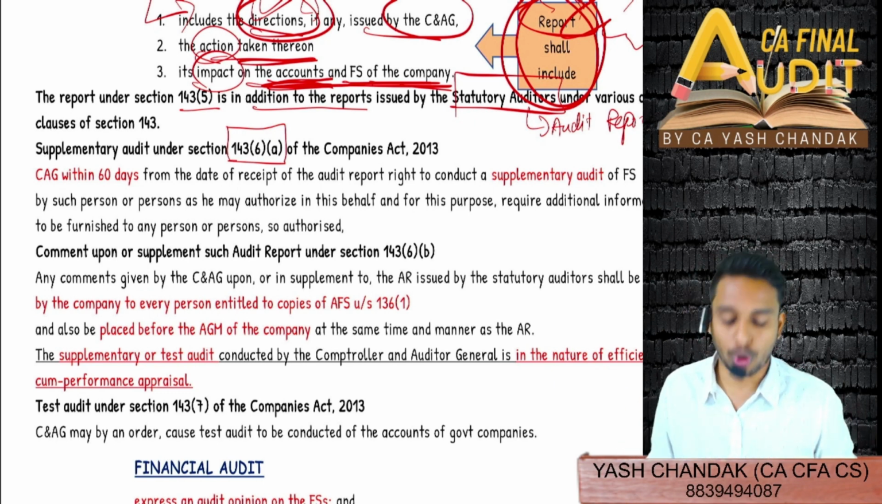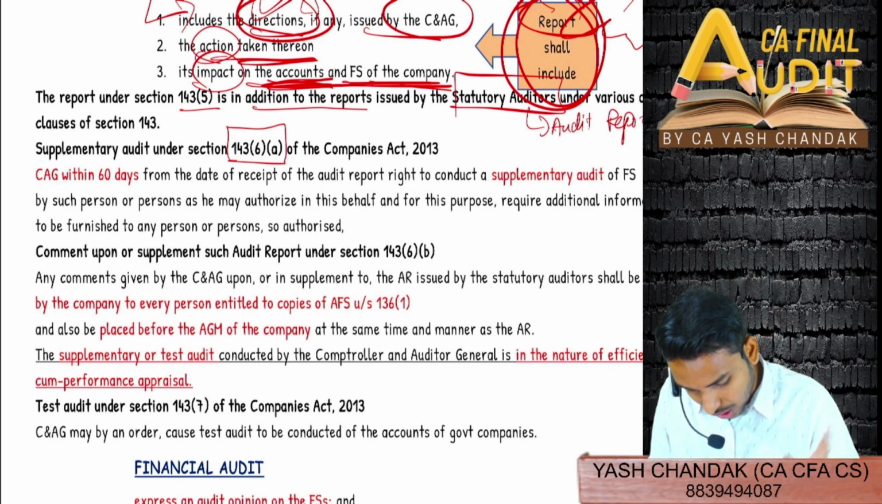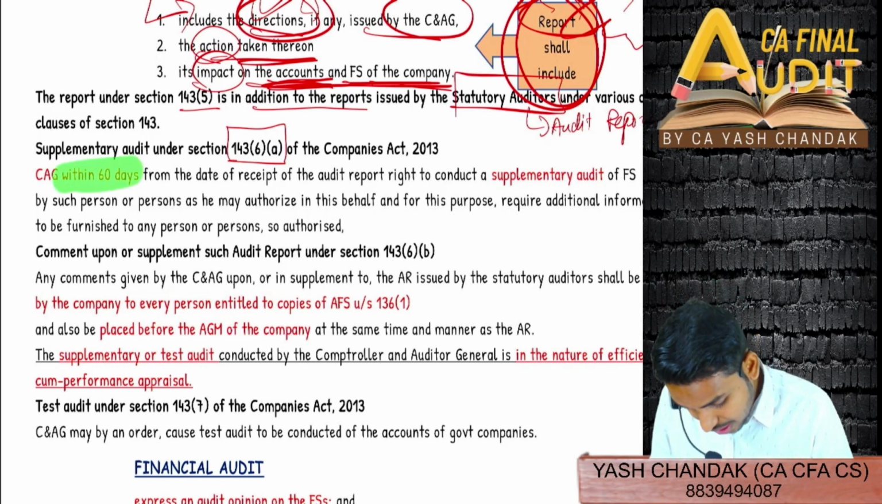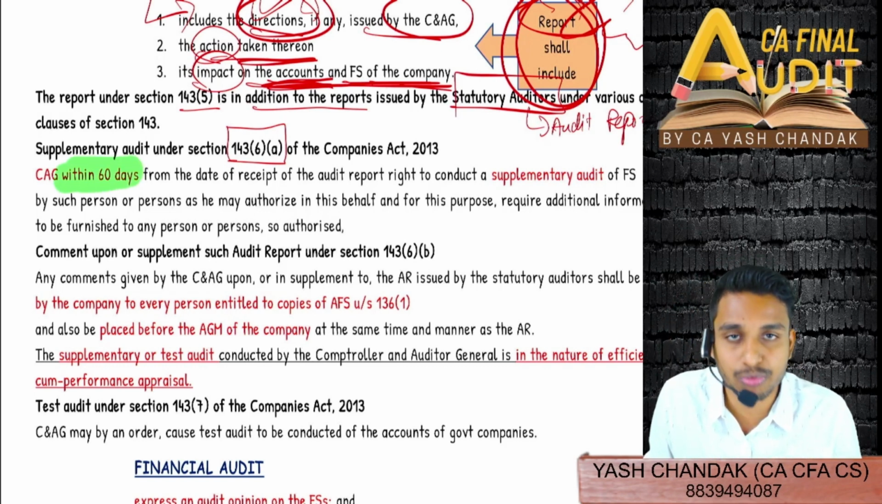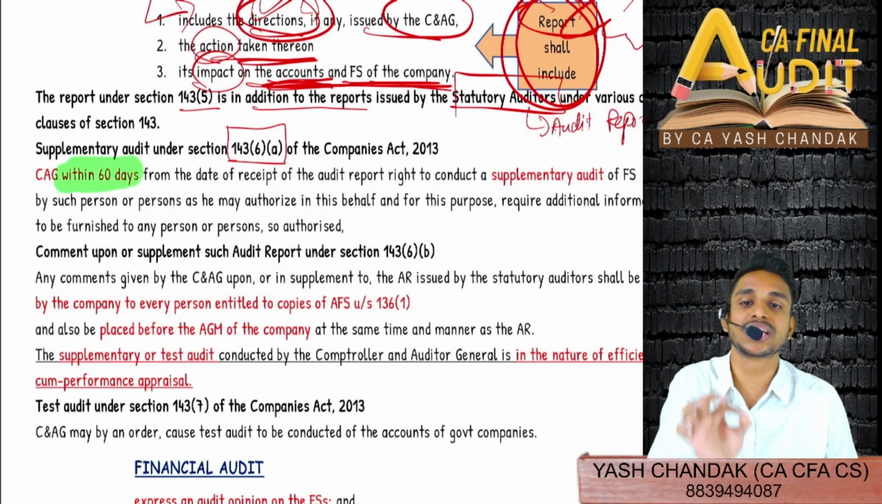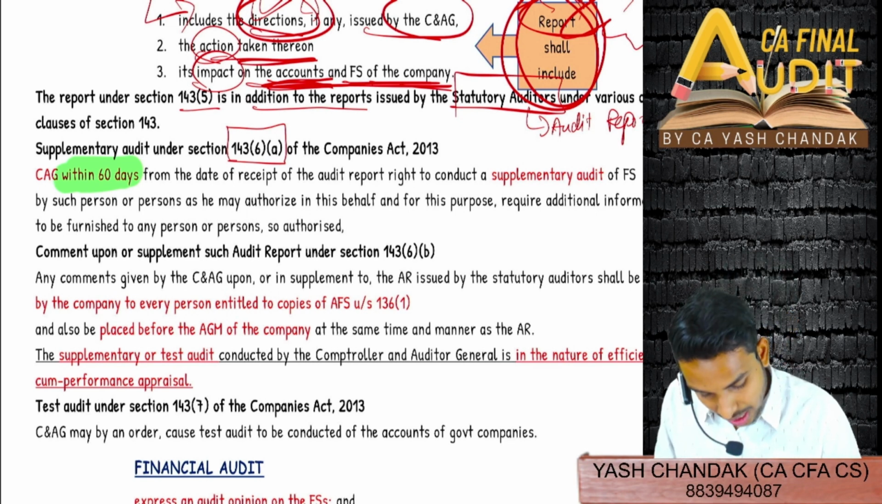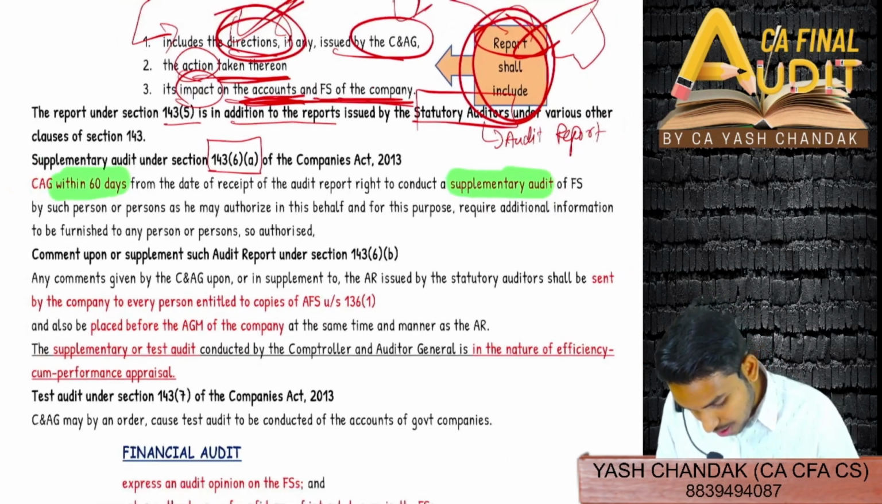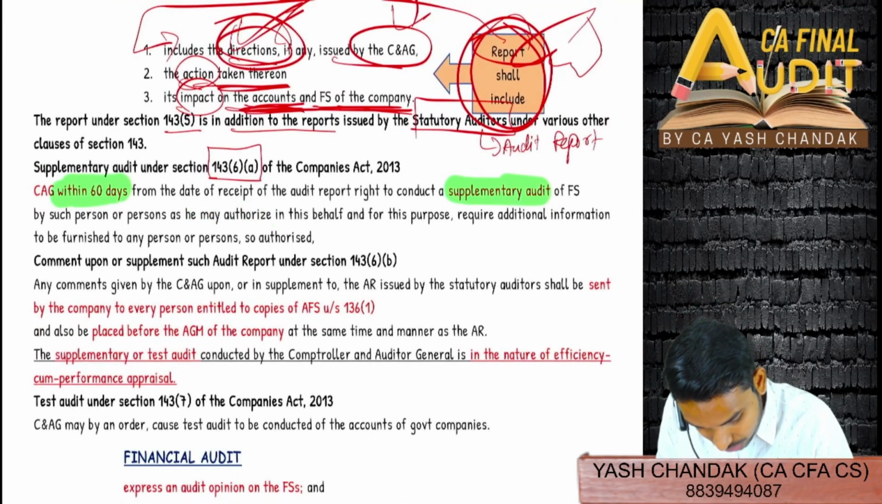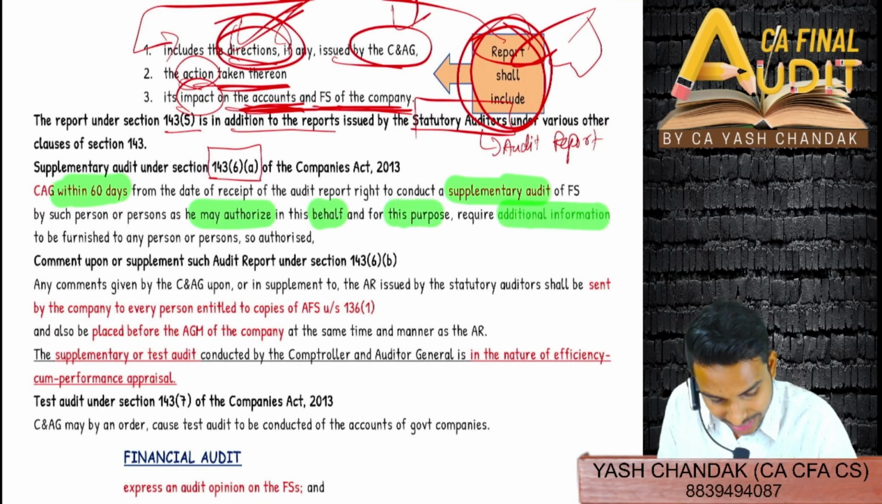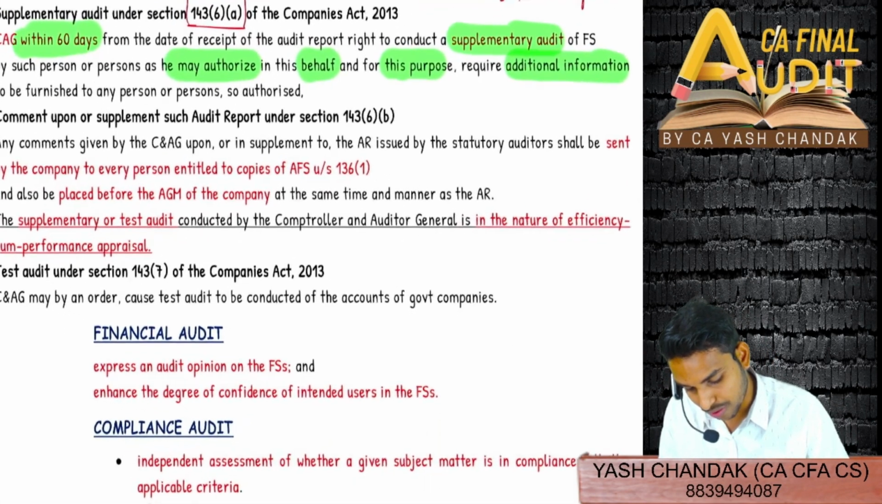To do a supplementary audit, he will assign the same chartered accountant or a different chartered accountant within 60 days. Mark it as important. MCQs generally come from here. Within 60 days, a supplementary audit can be ordered by the CAG to conduct a supplementary audit of the FS by such person or persons as he may authorize in this behalf. For this purpose, he can require additional information to be furnished to any person so authorized.